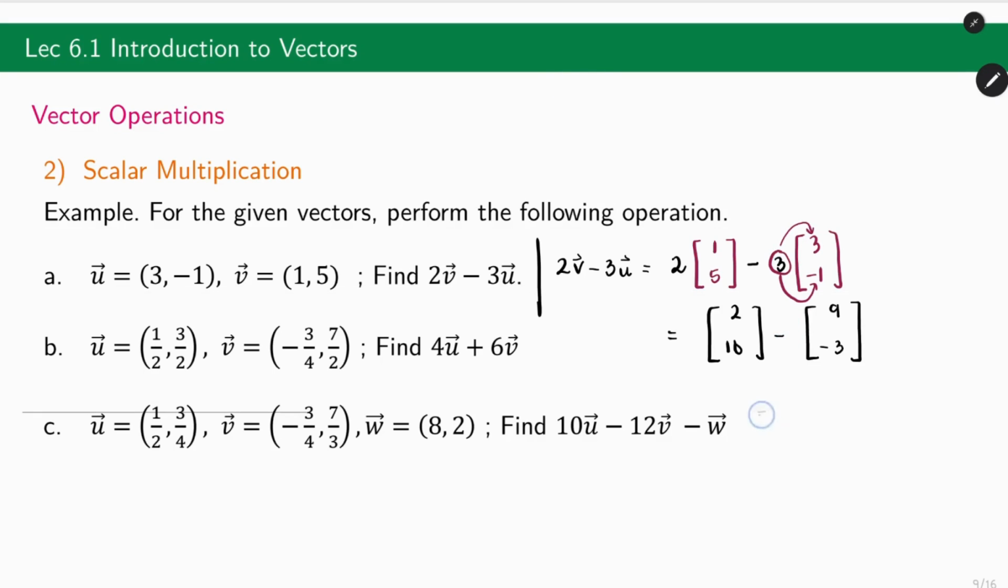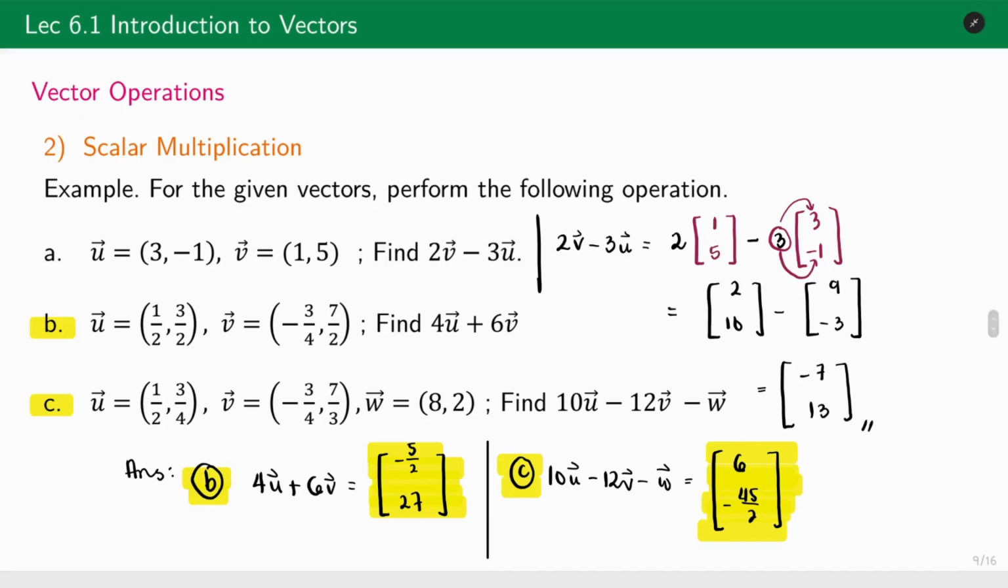Okay, what will be the answer? We have 2 minus 9, negative 7. 10 minus negative 3, that will be positive 13. This is now the result of the operation. I will leave letters B and C to you as an exercise. These are the answers for letters B and C.